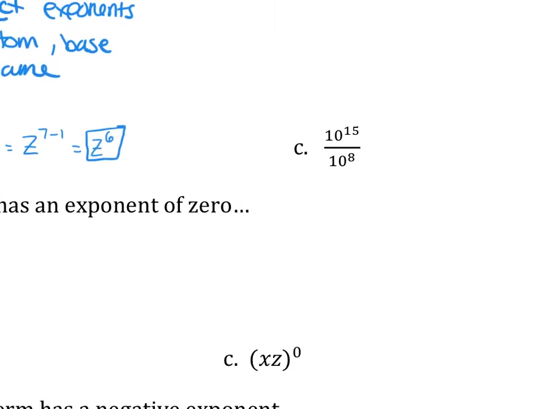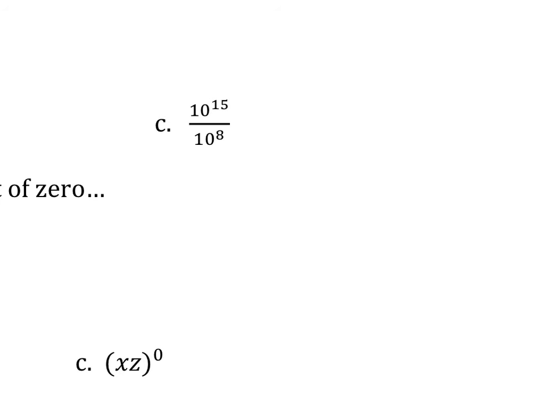And then our last one, letter C. What would my new exponent be for this? 10 to what power? 15 minus 8, which would give us 7. Yep.